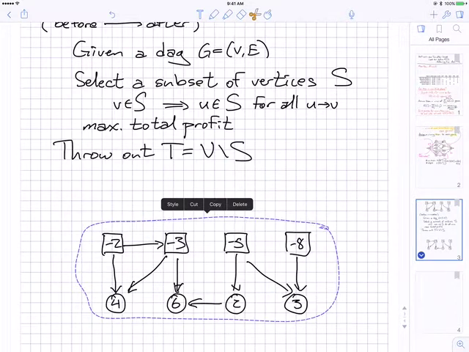Well, you'll notice one thing that this graph doesn't have. Actually, two things this graph doesn't have. It doesn't have a source and a target. I mean, it in fact has three nodes that look like sources and three nodes that look like sinks, but I have no canonical source and target vertices.